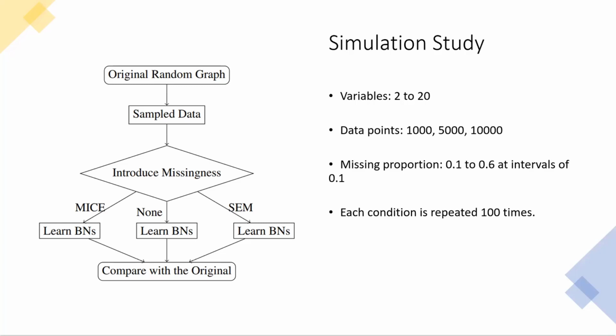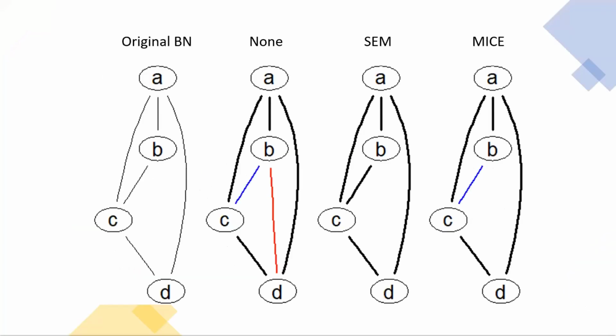Then we learn the Bayesian network structures either from all complete cases, from the dataset completed by the MICE algorithm, or using SEM. Finally, we compare the learned Bayesian network structures with the original structure, and each condition is repeated 100 times. Here is an example of comparison. Considering their equivalence classes, we compare the skeletons of their structures. From left to right, the first one is the original Bayesian network that also serves as the reference network. The blue arcs are false negatives and the red arcs are false positives.